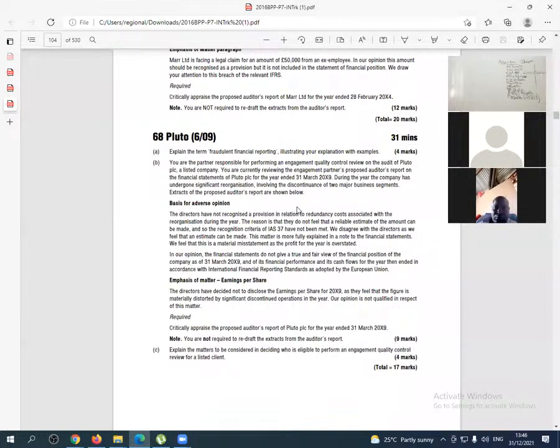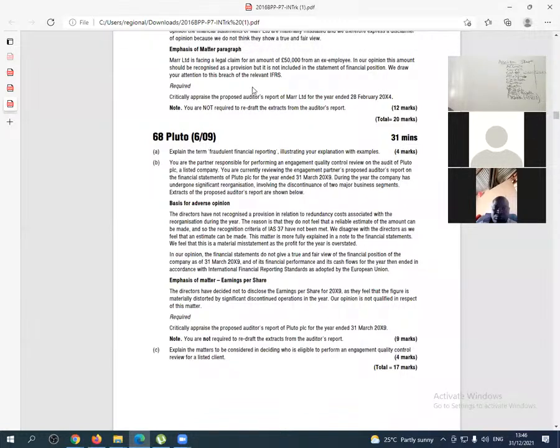Now, you can see here: explain the term fraudulent financial reporting, illustrating your explanation with examples. How many marks are they giving me? I must always be guided by marks. 4 marks means I give them two concrete points and elaborate on them. So I would want to stop there first of all to hear what you will say about part A, explain the term fraudulent financial reporting.